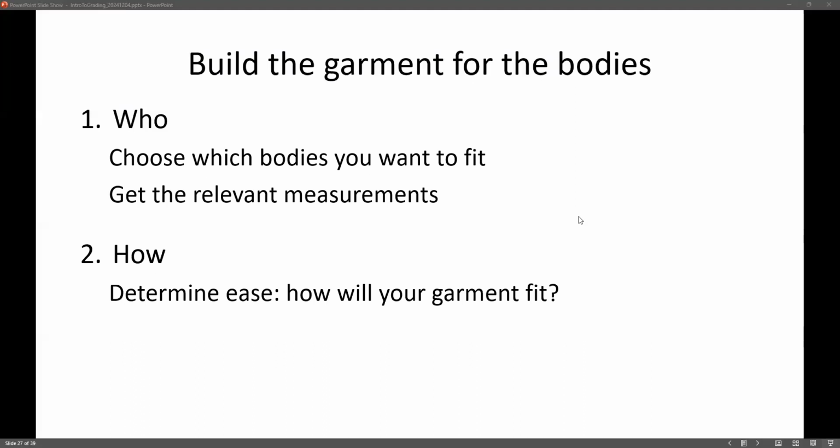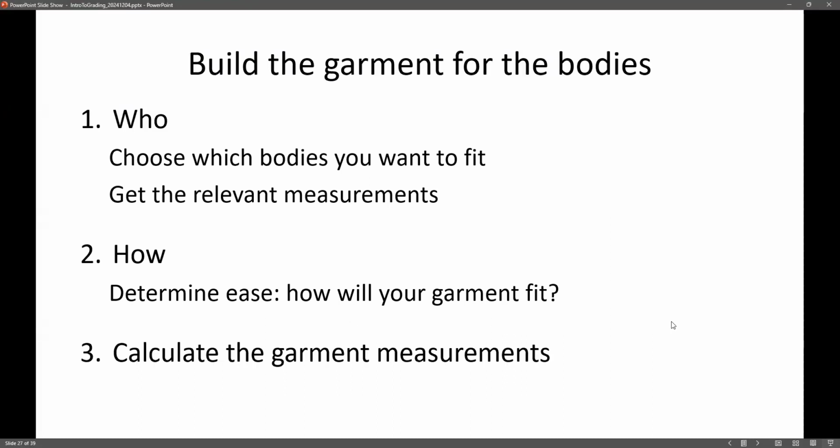the relevant measurements, and then decide how your garment will fit. So in the case of a hat, we know that a hat should stretch to fit, right? Although with a baby hat, it shouldn't be too tight. And again, how do I know that? I've knitted a few hats, a few. And then you calculate the garment measurements. And the garment measurements, it's not about ratios and proportions. It's your body measurement plus your ease. Does that make sense? Does that help a bit?